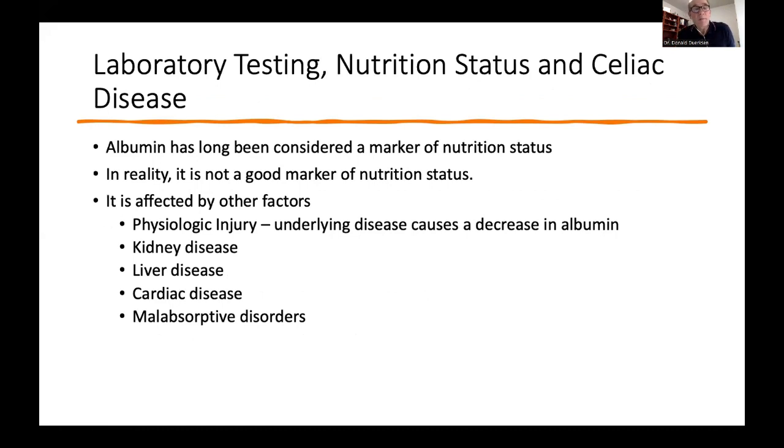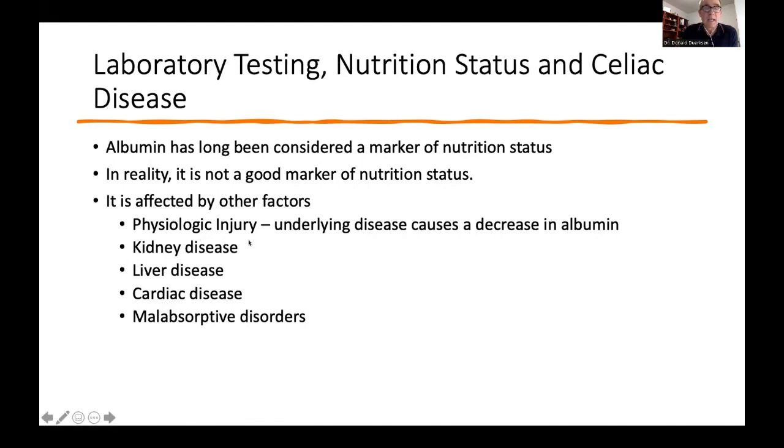So I mentioned a bit about lab testing. We've always wished that we had a really good blood test that would say you're malnourished and you're not. One of those tests was the serum albumin. In fact, some of my colleagues still think that albumin may be a good marker. It's probably not a good marker of nutritional status. What it really is a marker of is physiologic injury.